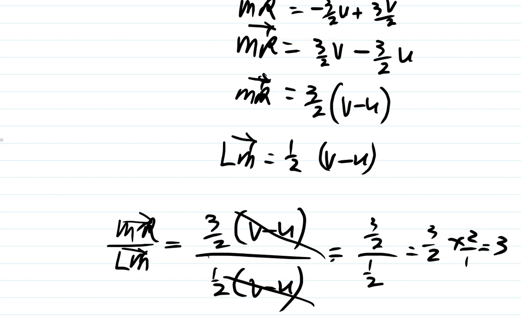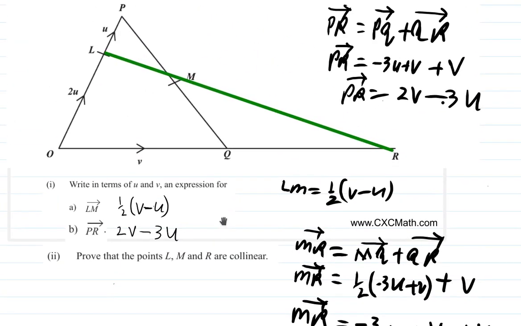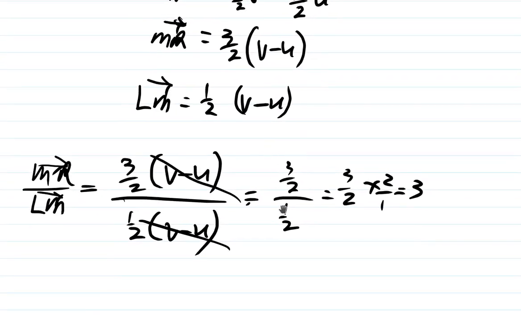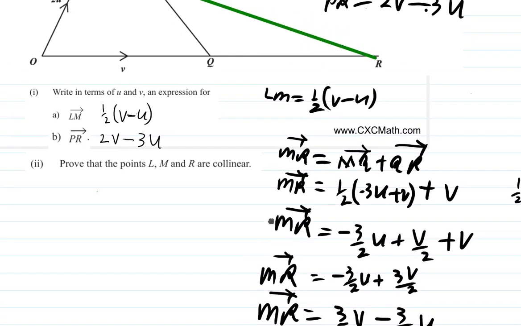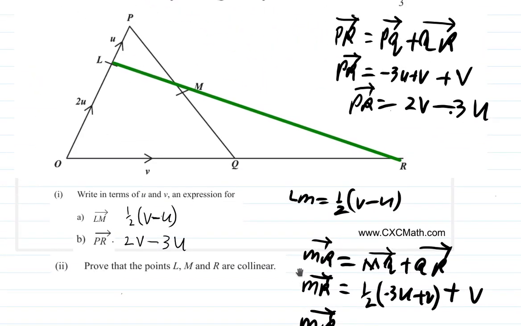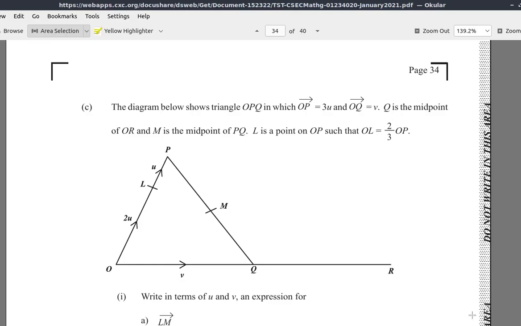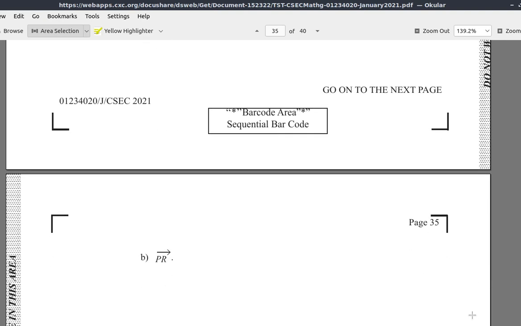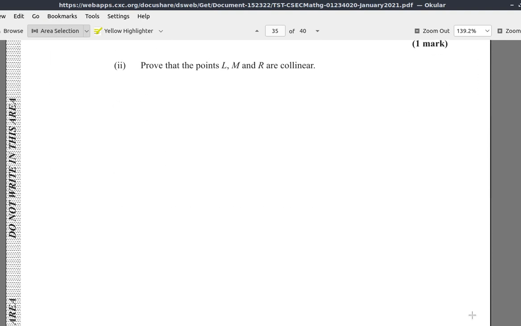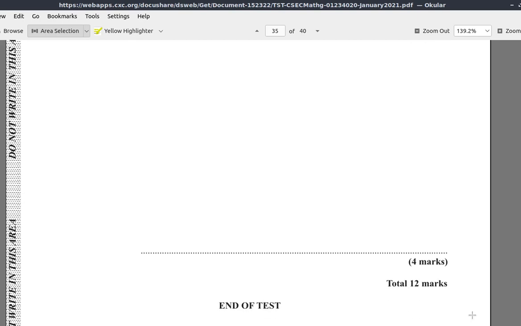It is showing that MR is 3 times longer than LM. But the fact that the letters showing the direction cancel out means they are in the same direction. Therefore, L, M, and R are collinear. So you proved that L, M, and R are indeed collinear.